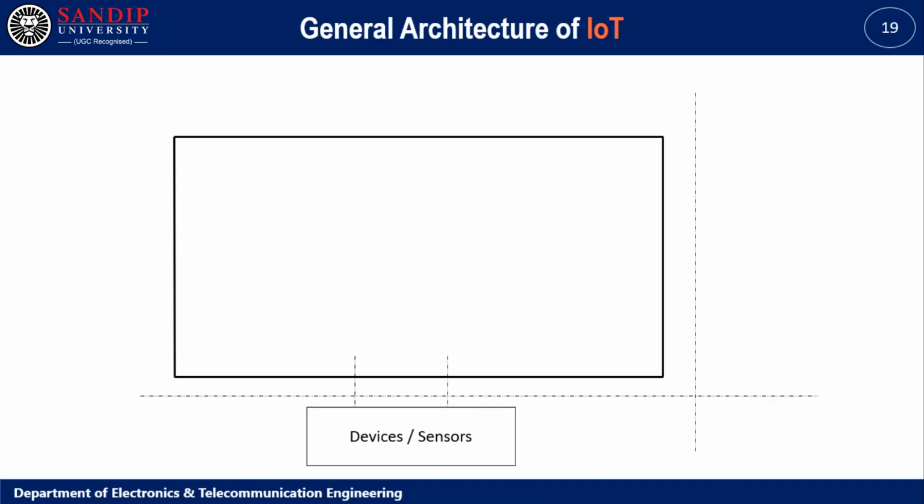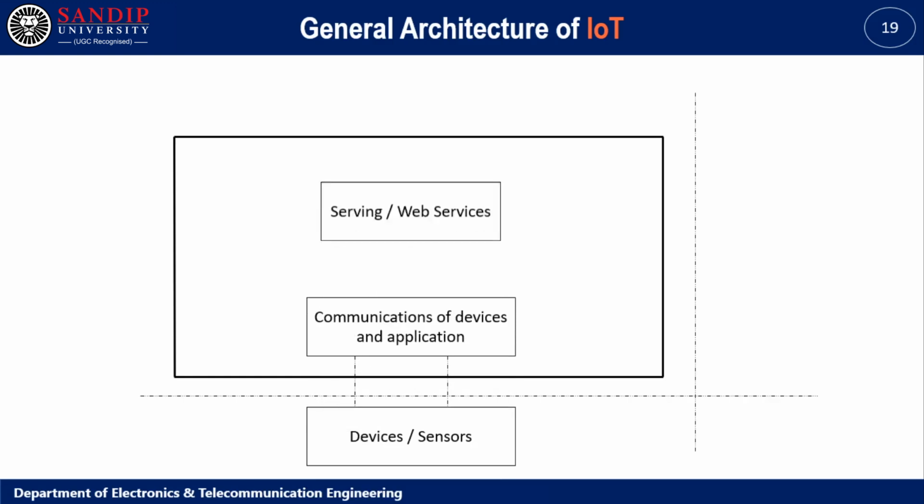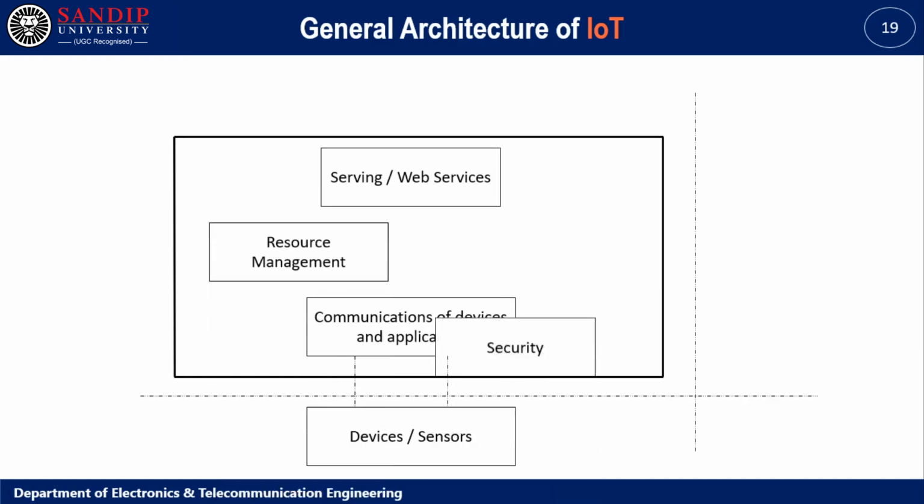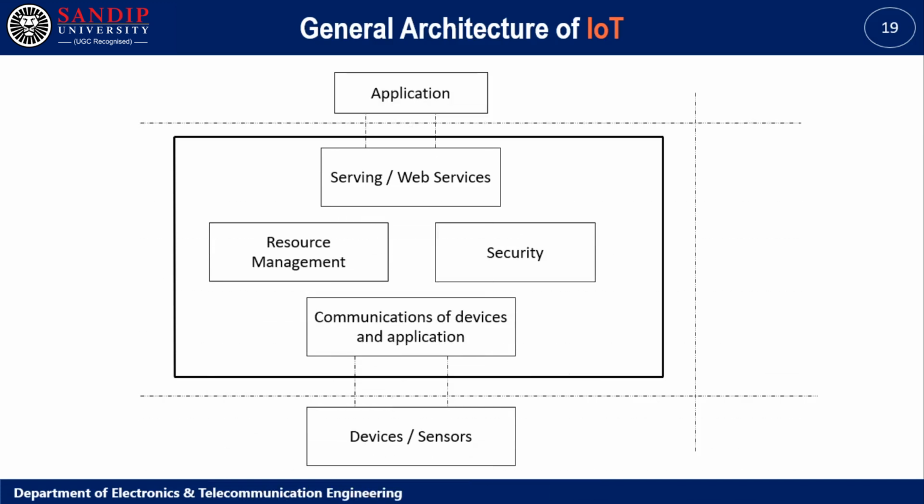Device and sensor, then communication of device and application, then serving web services, resource management, security, and lastly the applications. Device and sensor is the hardware part. The middle part, that is serving web services, resource management, security and communication of device and application, is the business logic. And the uppermost part, that is application, is the front end.